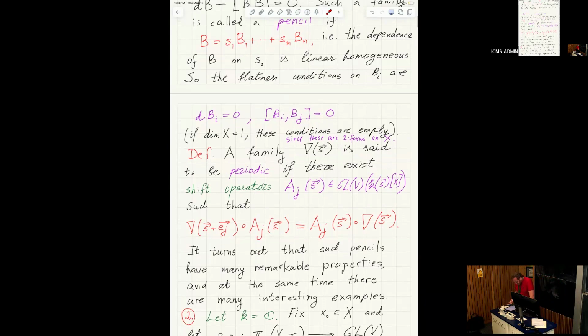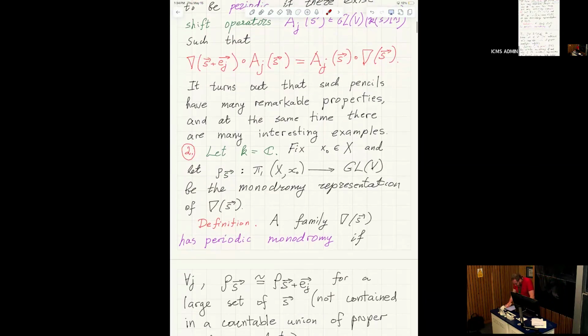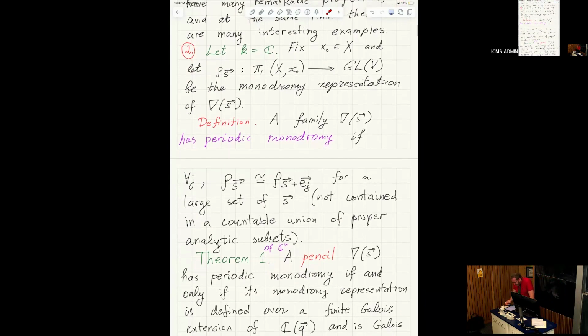Okay, so let me start now. I start with the theory over complex numbers, and this will involve some complex analysis. And then I will pass to positive characteristic, which will use some algebraic geometry, number theory, and so on. So the first case is complex numbers.